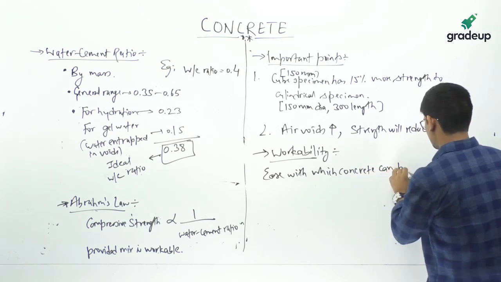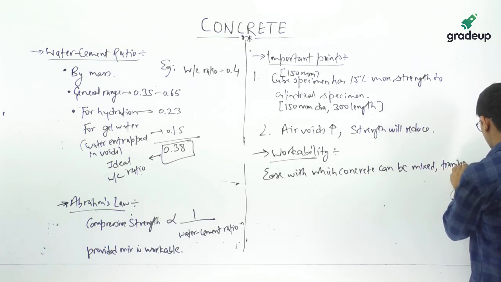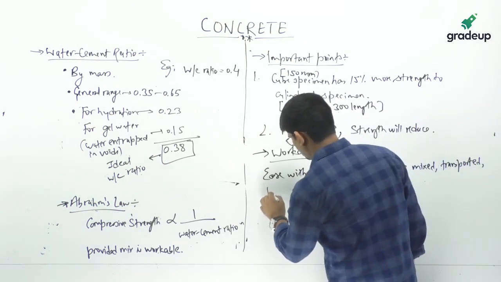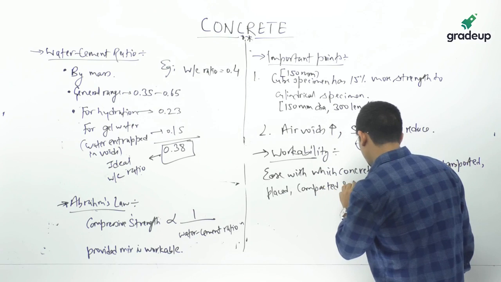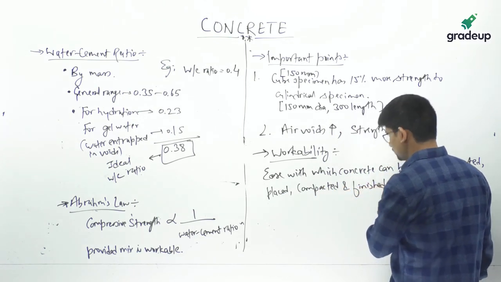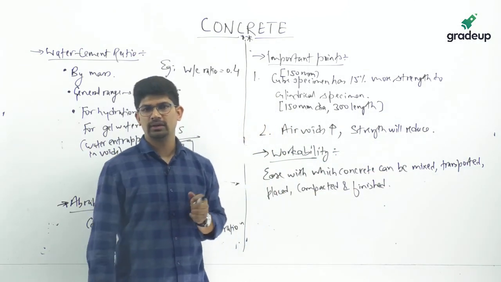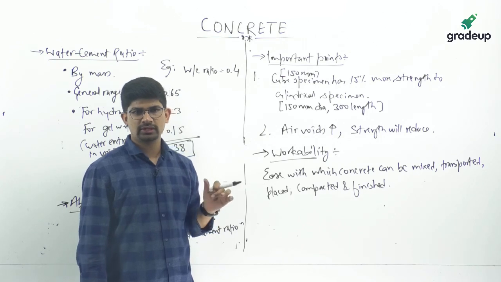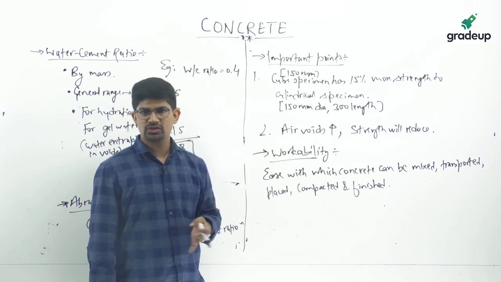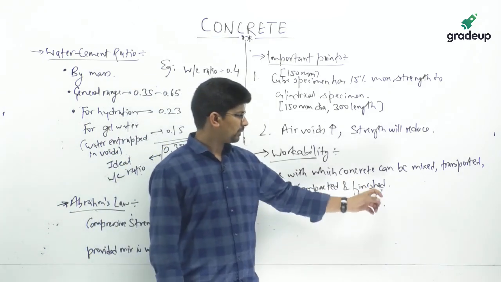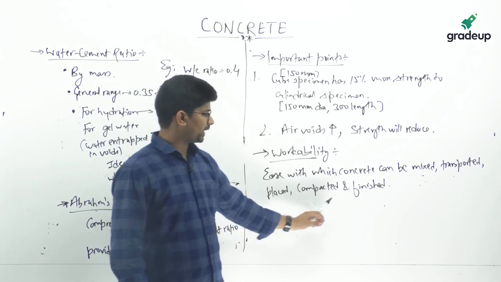Workability is that property with which concrete can be mixed, transported, placed, compacted and finished. Throughout these processes, the concrete should remain workable. It should remain in a plastic state so that it can easily be worked with. So it is easy for the laborers to work with the concrete during mixing, transporting, placing, compacting and finishing.